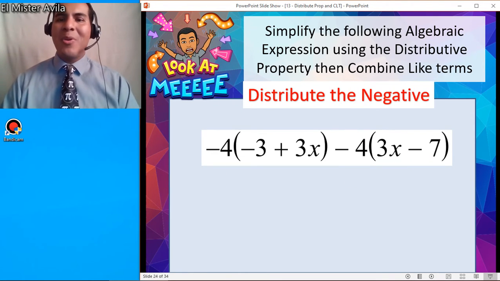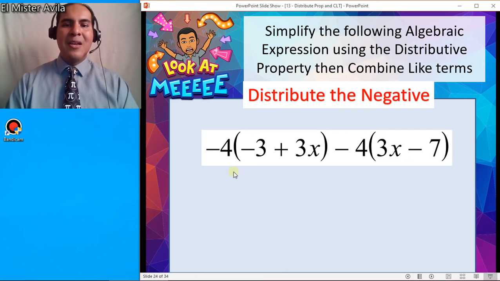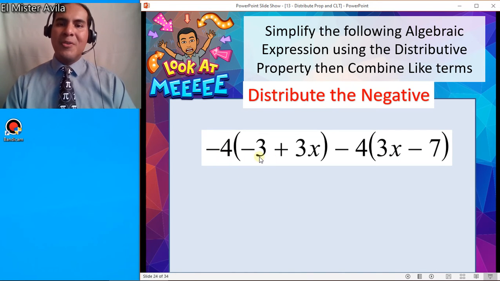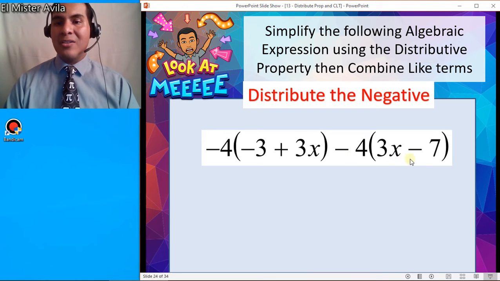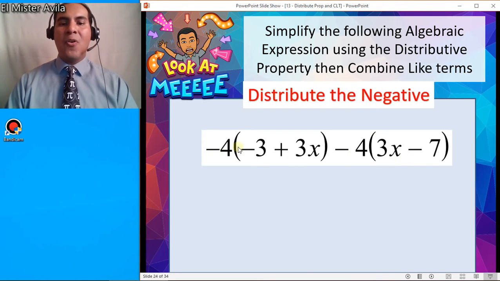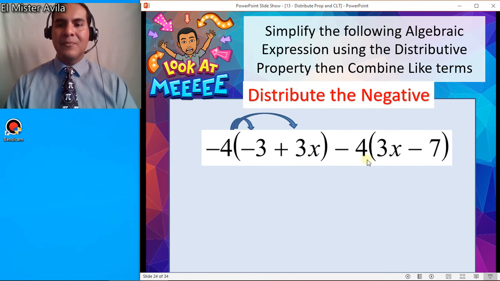Let's do another one where we have to distribute the negative. So here we have a negative 4 that's going to distribute to the negative 3 plus 3x, and another negative 4 that's going to distribute to the 3x minus 7. Negative 4 times negative 3, negative 4 times 3, negative 4 times positive 3, and negative 4 times negative 7.